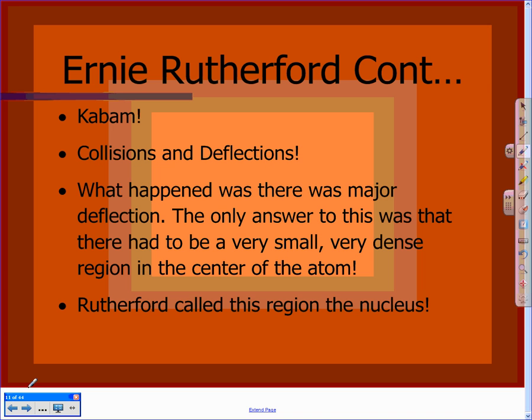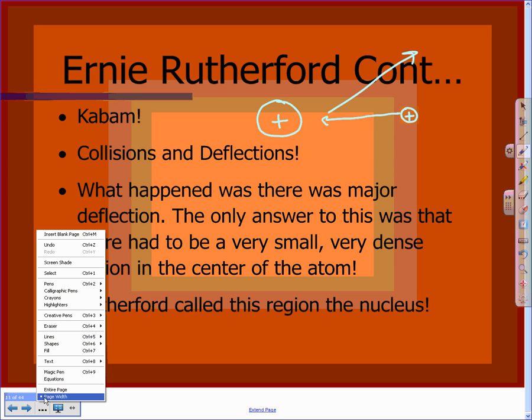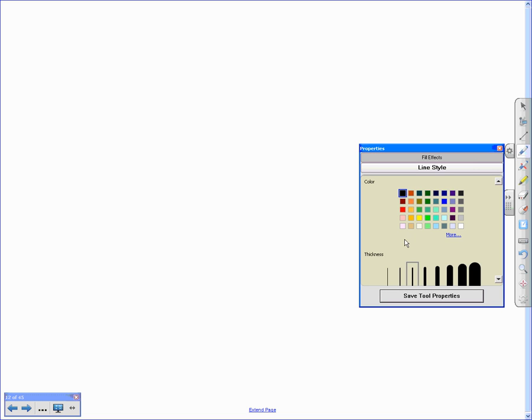What happened was they were deflected backwards, which means that there had to be a really strong positive charge in the atom, such that when this positive charge got close, it was reflected back very quickly. This is kind of what happened. I'm going to go ahead and insert a blank slide so that we can get a better picture of what really happened in this experiment.